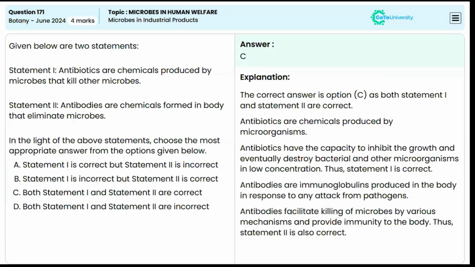Now, moving to the next question. You have been given two statements here and you have to find out whether they are true or false. First one, antibiotics are chemicals produced by microbes that kill other microbes. This is true, isn't it? Then, antibodies are chemicals formed in the body that eliminate microbes. This is also true, though this is from the previous chapter, that is, the diseases chapter. Yes, this is true. So both statements are correct. So option C is the correct answer.